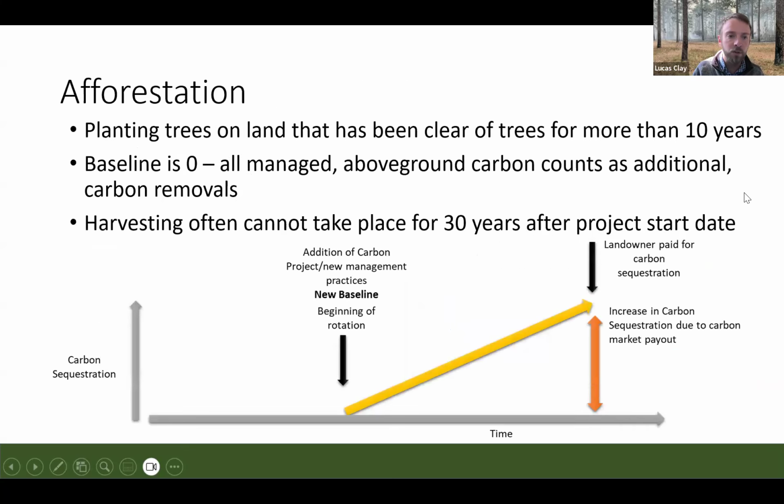And then the other project type is called afforestation. And this is the idea that we're planting trees on land that has been clear of trees for more than 10 years. So if it's a degraded land or it's some other land use type, we're now going to put trees back on that land. And then the baseline in this scenario is also zero. So all managed above ground carbon counts as additional carbon removals and can be sold as such. And then harvesting typically can't take place for about 30 years after the project start date.